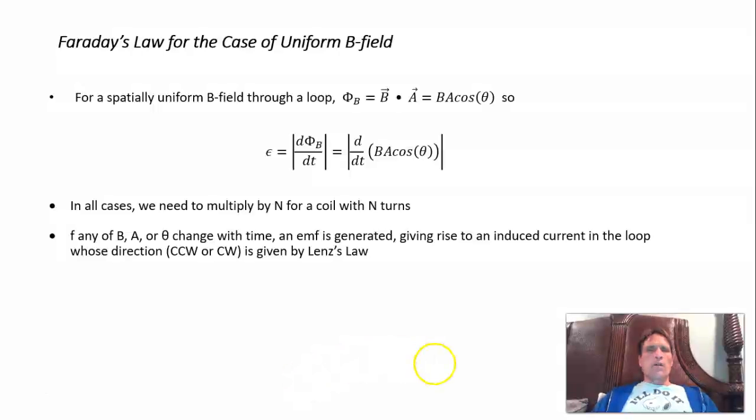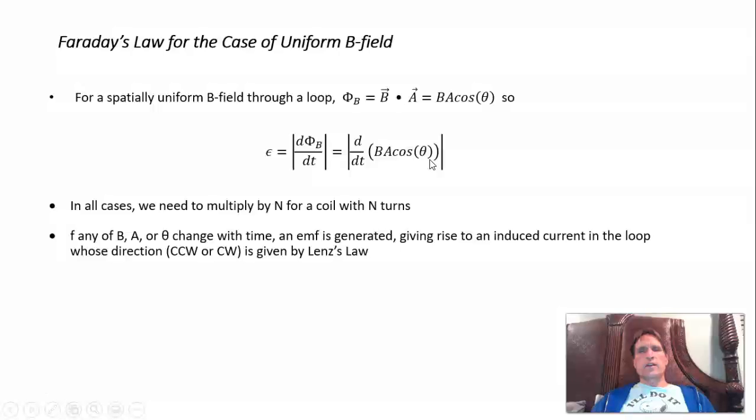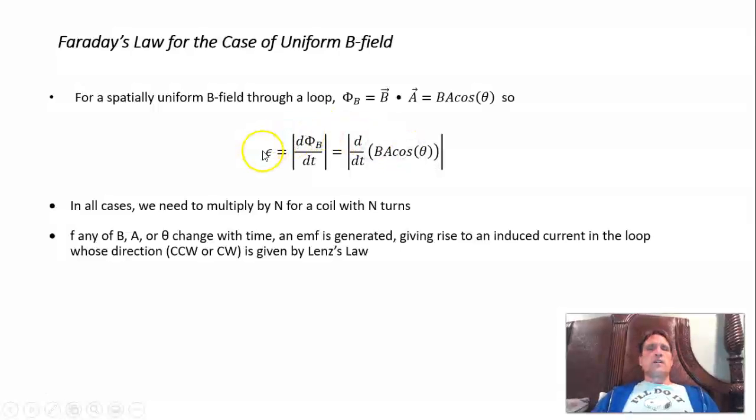So now what we're going to do is we're going to plug in what the flux is. The flux is equal to B times A times the cosine of theta. And so the EMF is just the time derivative, or the rate of change of the flux. Okay? And if any of these change in time, B, A, or theta, then you're going to get an EMF through the loop.